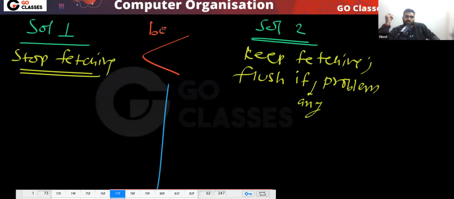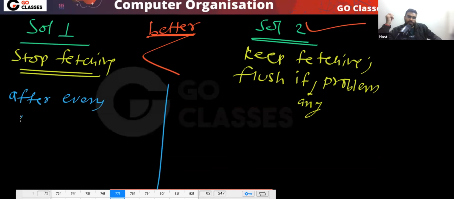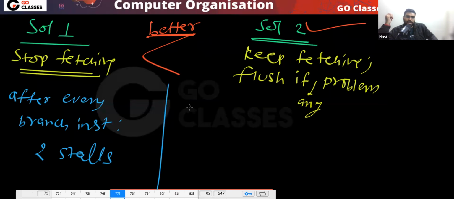This is a better solution. This solution is better actually. The reason is very simple, because here after every branch instruction you are getting 2 stalls. And here, after only some branch instructions, you will get 2 stalls.